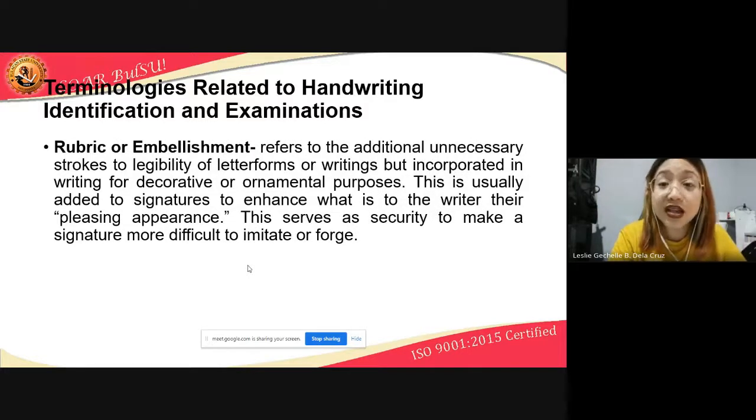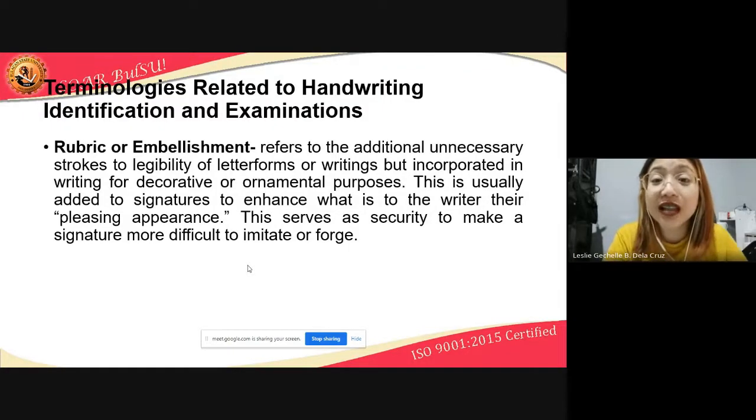Rubric or embellishment. This refers to the additional strokes unnecessary to legibility of letter forms or writings but incorporated in writing for decorative or ornamental purposes. Ito yung mga kaartehan sa sulat. Yung mga madaming ganun-ganun muna bago yung actual na letra. That's rubric or embellishment.